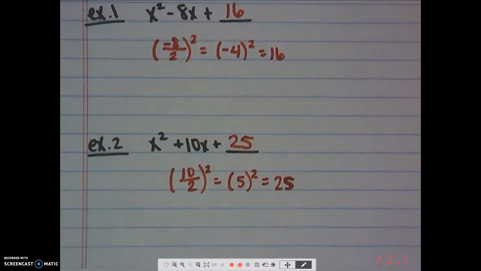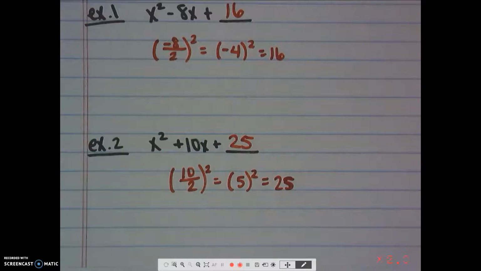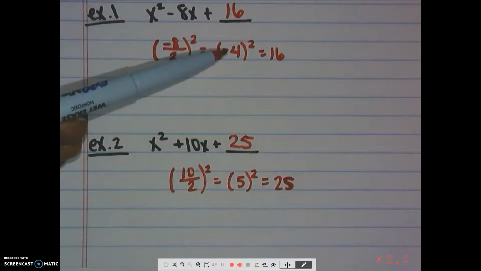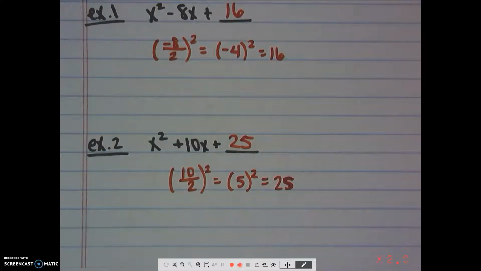So let's stop here for a second. Will your magic number ever be a negative number? If you take a negative and you square it, or a positive and you square it, remember that means you're going to take that same number and multiply it by itself. That means that you will never have a negative magic number. That's why we say plus blank in this entire process.